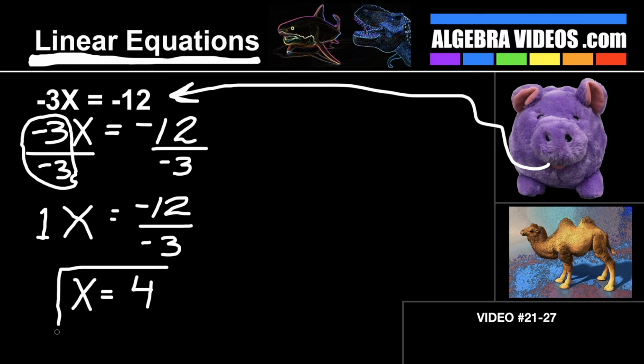So that's our solution. See how we got x by itself on the left side? And that's what we wanted to do. We solved for x. We got x by itself. We isolated x. These are all ways of saying the same thing. So that was our solution.